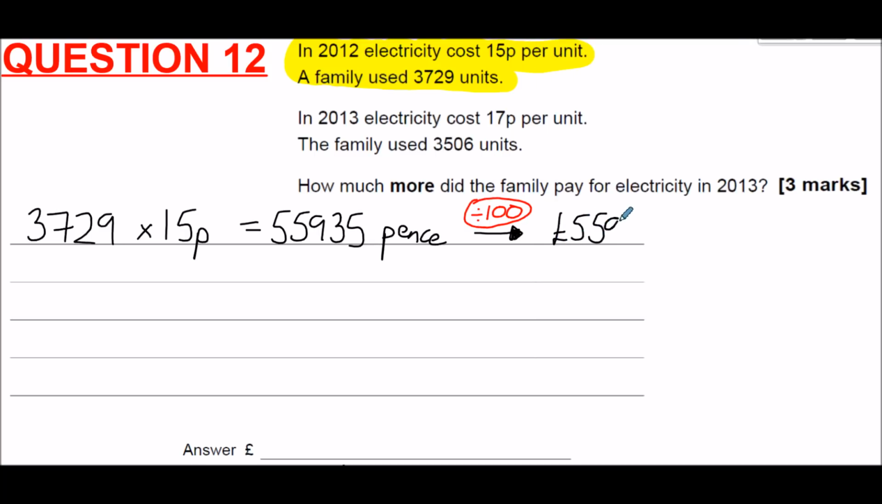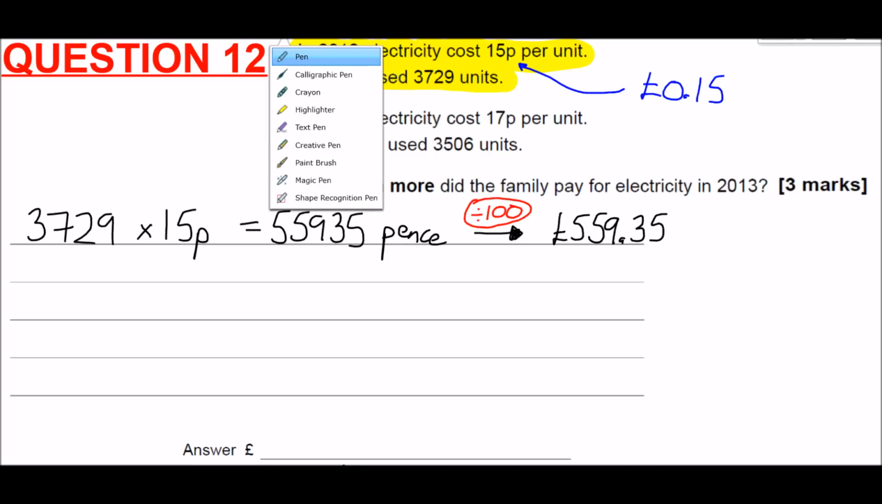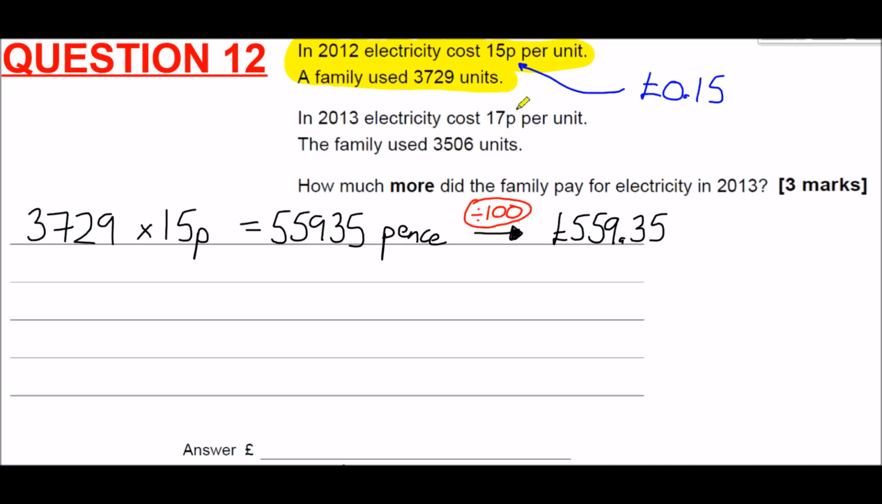Now you could just have typed in 15 pence in pounds if you wanted to. It doesn't really matter. Either or. 15 pence, you could have just said straight away that's 0.15 when written as a decimal. So that's the cost in 2012.